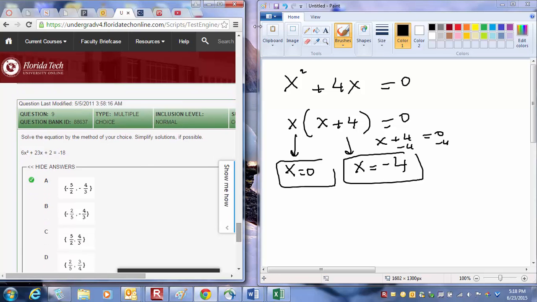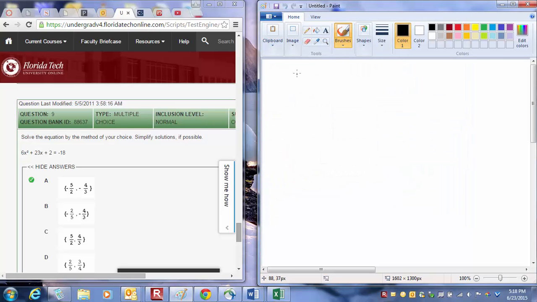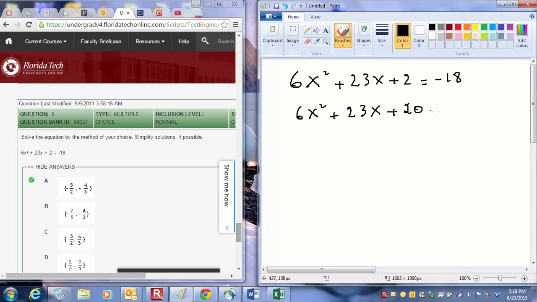On number 9, solve the equation by the method of your choice. So we can do 6x squared plus 23x plus 2 equals minus 18. If you add 18 to both sides, you will end up with 6x squared plus 23x plus 20 equal to 0. So they want us to solve this by any method, and this can be factored, because notice when you have the answers in fractions or whole numbers, that means it's easy to factor. Otherwise you have to use the quadratic formula. So let's try to factor this problem here.